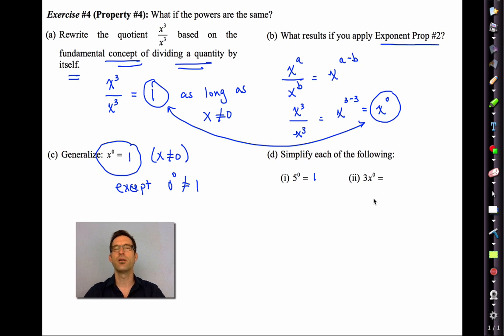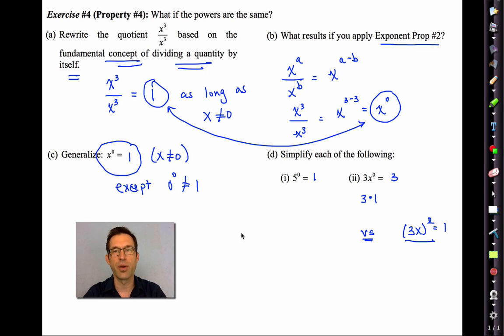Now watch out here. Pause for a minute. What would 3x to the 0 be? Well, if you said 1, then you're not thinking enough about order of operations. Order of operations says we have to do that exponent first. So x to the 0 is 1. Then we do the multiplication and we get 3. Now, contrast that versus (3x) to the 0. That would definitely be 1, because then that's just something to the 0. But in the first case we have 3 times something to the 0, so that's 3 times 1, which is 3.